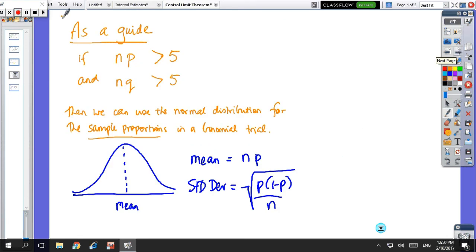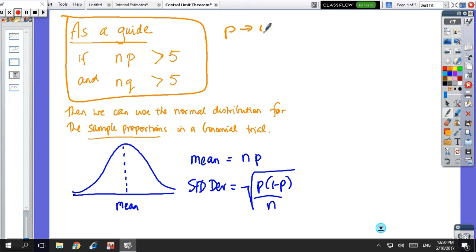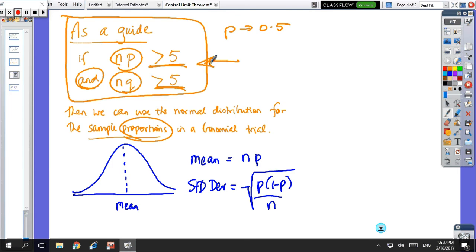And so we end up with this guide. Okay, so obviously we want p to be close to 0.5, but we've got this other thing. If np and nq both have to be greater than 5, then we can use this normal distribution for the sample proportions. So we're talking about proportions still, and we're going to apply the normal curve to it in future questions. Okay, but we've got to do this check first. np and nq both have to be bigger than 5.